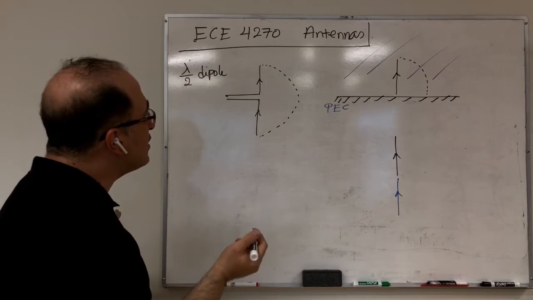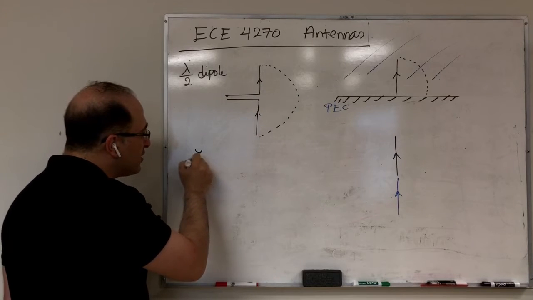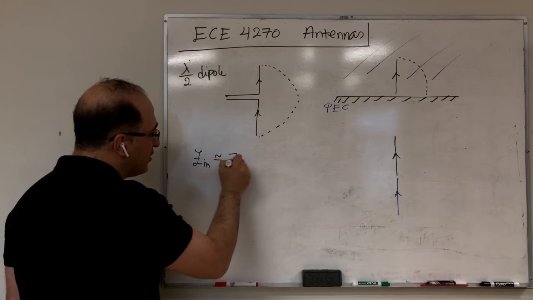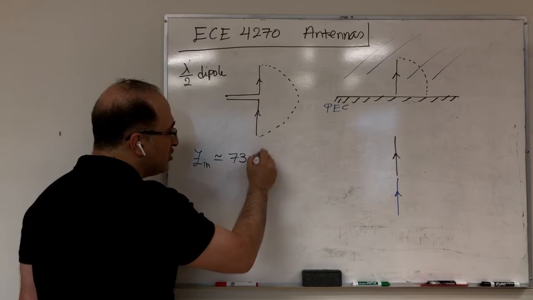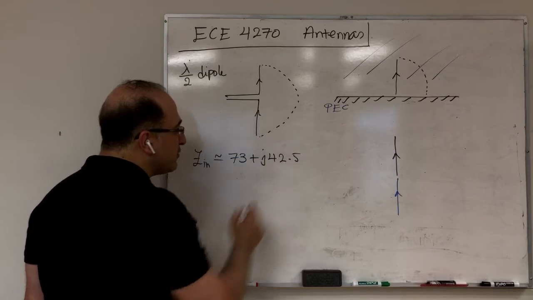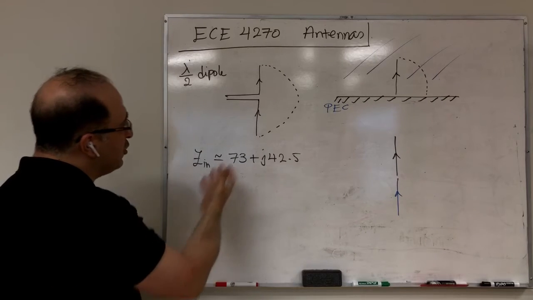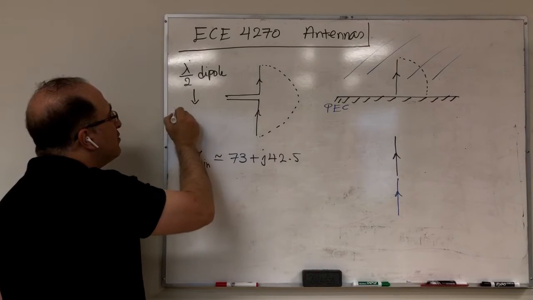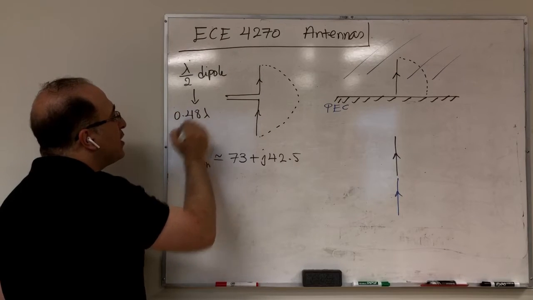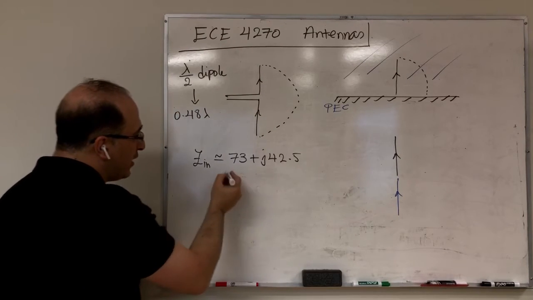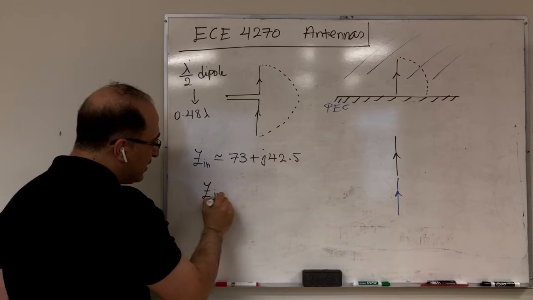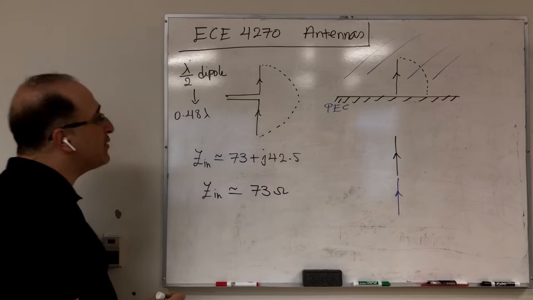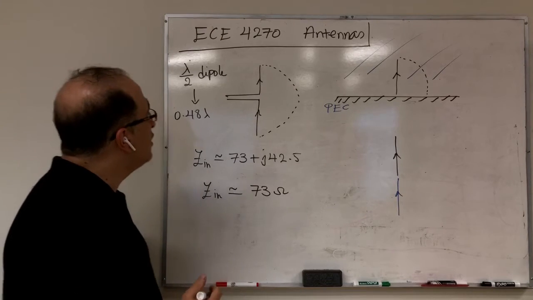Now, if I go based on this concept, if the input impedance of half a wavelength dipole antenna is, for example, 73 plus j42.5, and as you know, usually we cut a little bit of half a wavelength, for example, to make it maybe 0.48 lambda instead of half a wavelength, then I can approximate Z in with just the real part, let's say 73 ohm. That would be the input impedance of my dipole antenna.